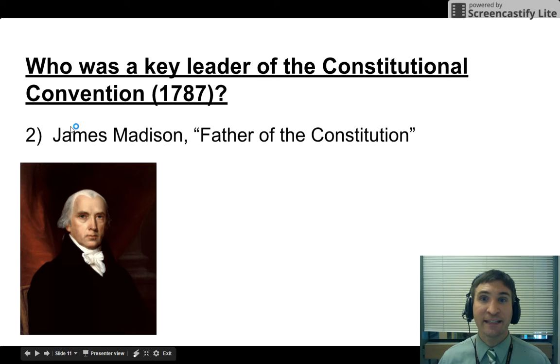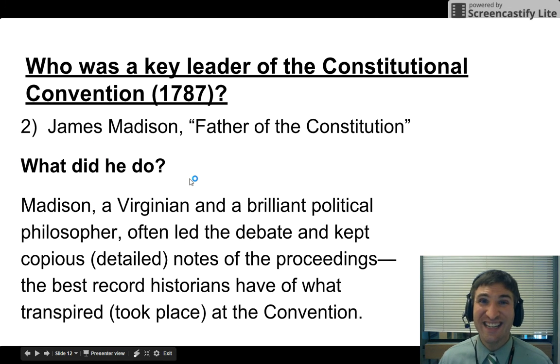The second leader of the Constitutional Convention who was important was this man, James Madison, and his nickname was the father of the Constitution. What did he do? Madison, a Virginian and a brilliant political philosopher, often led the debate and kept copious, meaning detailed, notes of the proceedings. And these notes are the best record historians have of what transpired, meaning took place at the convention. Thank you, James Madison, for being a good note taker.